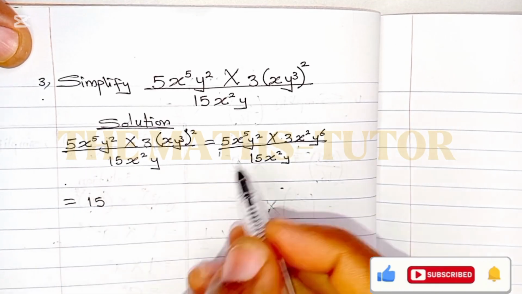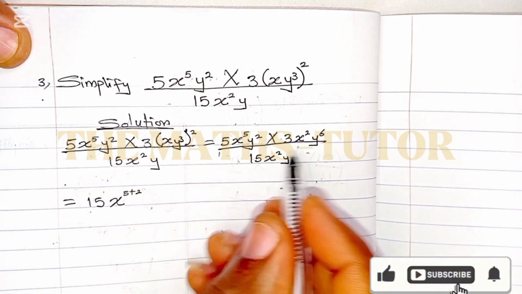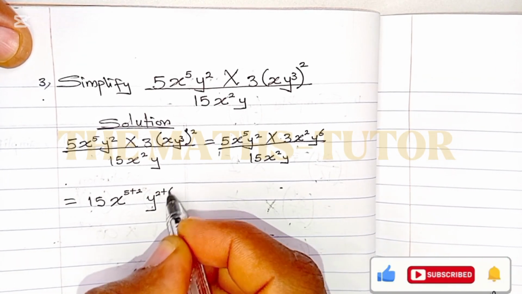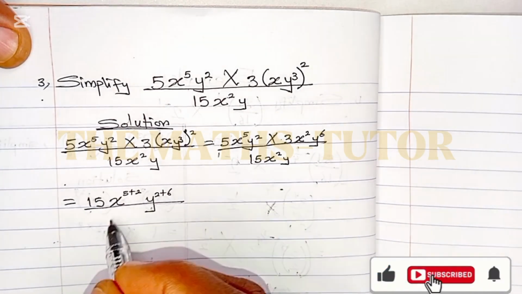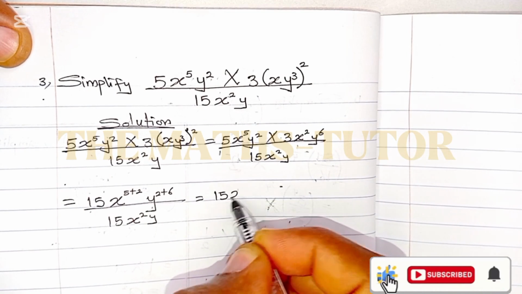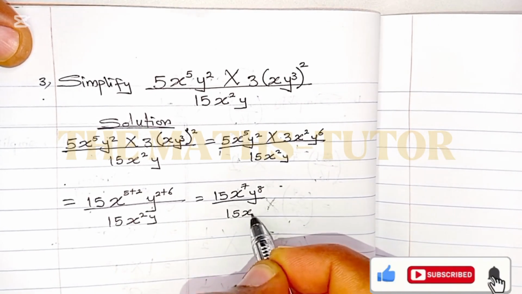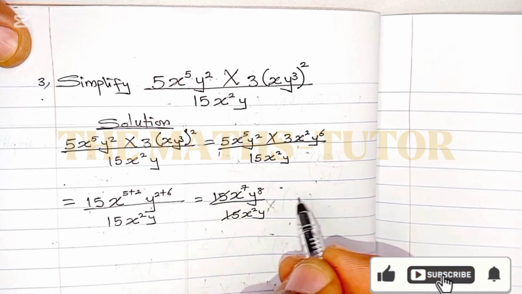And in doing so, we have 5 times 3, 15. Then following the indices of multiplication, x raised to power 5 times x raised to power 2, we add their indexes up. The same with y, and so that will give us 15x raised to power 7, y raised to power 8 over 15x squared y.